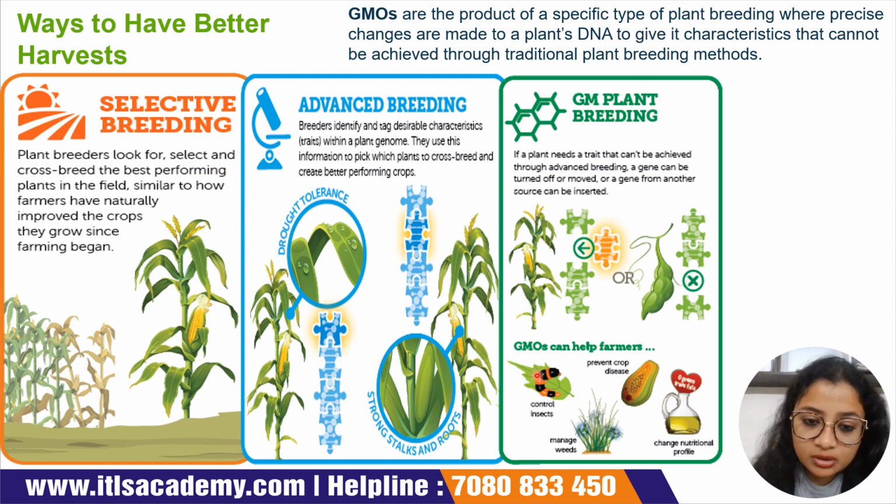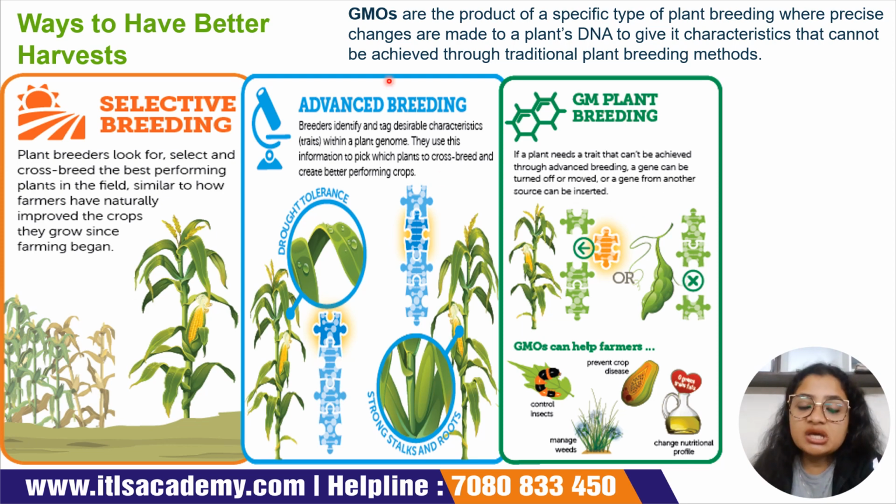This is again a very important diagram focusing on the production of GMOs. So there are various ways that we have to have better harvest. Harvest means better yield, better production of crop, better crop productivity. Okay, now what do you mean by better? Better means more production in a less amount of time, more yield in less period of time. That is what is meant by better harvest. Okay, now what are the ways? See, three different ways I have shown over here: selective breeding, advanced breeding, and GM plant breeding.